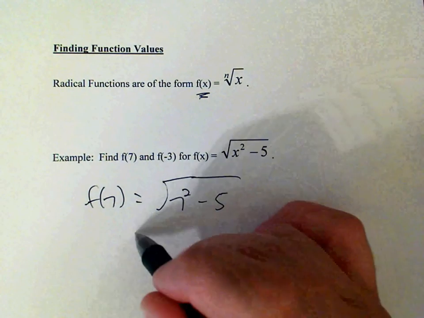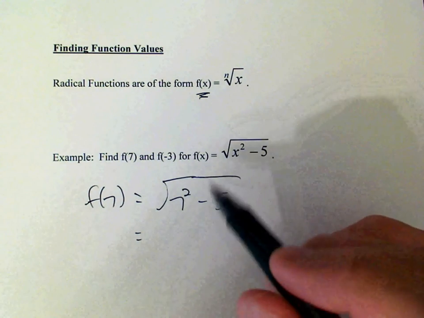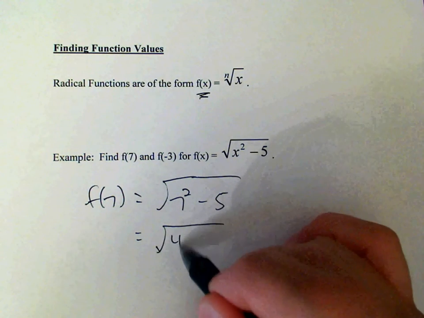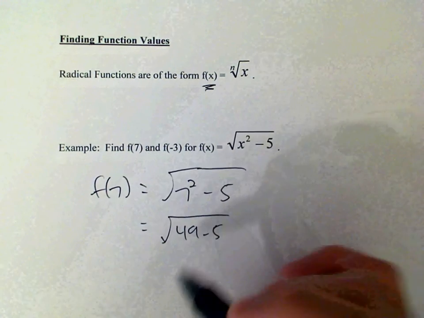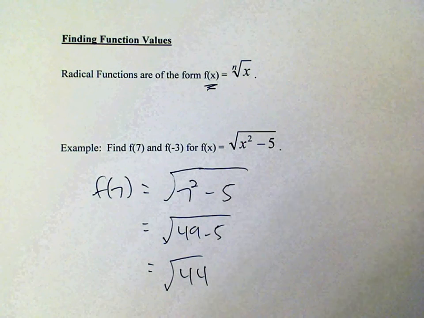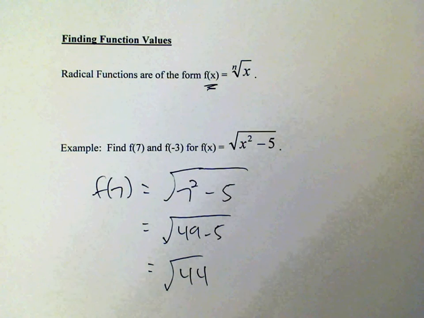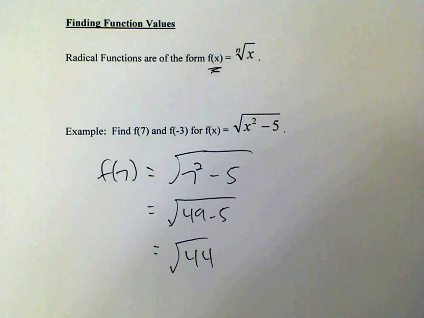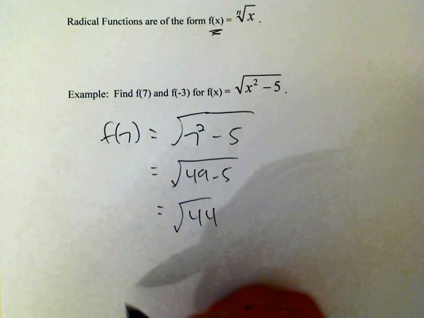Now, by the order of operations, we do what's underneath the square root. Exponents come first. And for right now, when we find 49 minus 5, we get the square root of 44, and we're going to leave it like that. You can find the decimal value. It depends on what the system is asking. But for now, we're going to leave it like that. Later on, we're going to find something else to do with it.